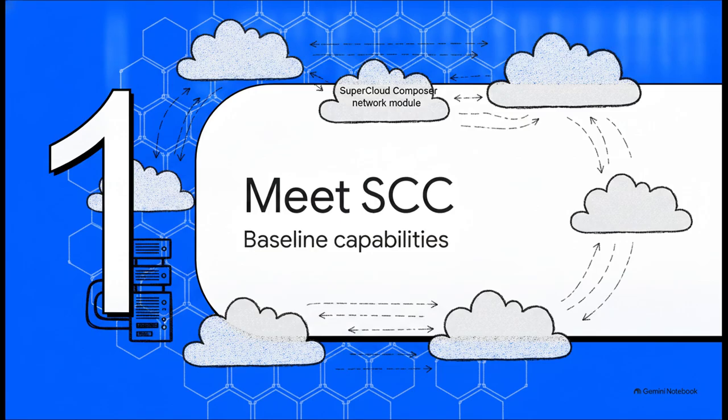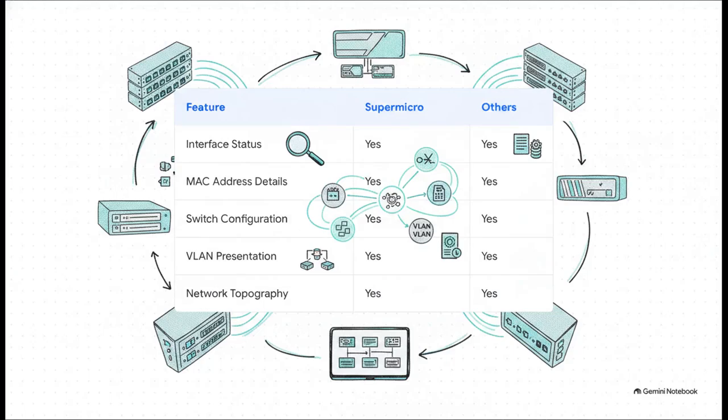Let's establish exactly what the baseline capabilities of this network module look like. Looking at top-of-rack provisioning, the absolute standout feature is that SCC is totally vendor agnostic. That is incredibly powerful for us. Whether you're pulling up interface status, MAC address details per VLAN, checking switch configs, or looking at full network topography, you can seamlessly manage both your Supermicro hardware and third-party switches, like Arista or Juniper, all from a single pane of glass. No more jumping between different management consoles.